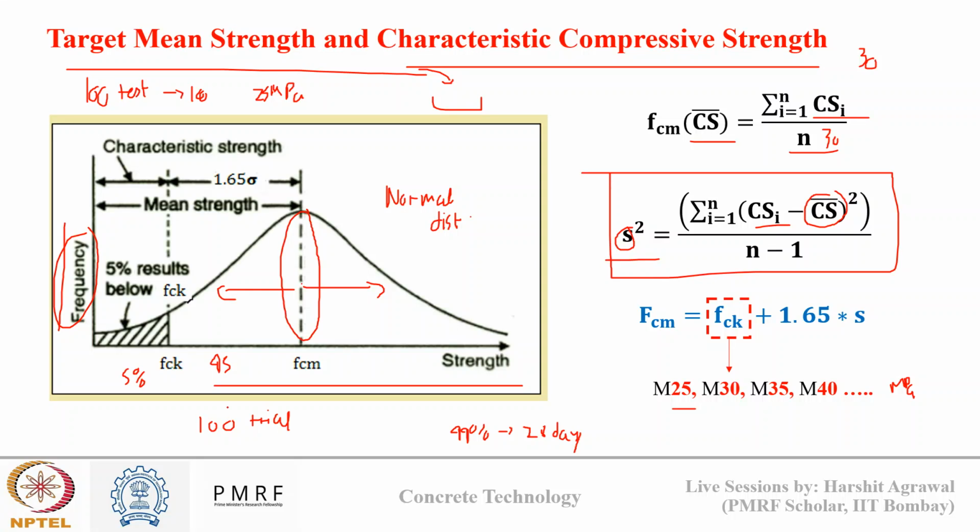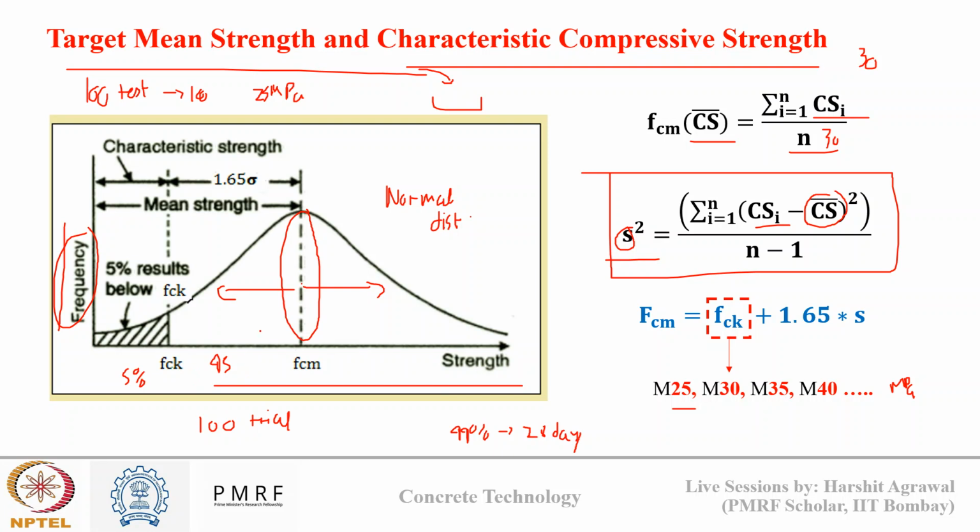And why 5%? This is something which was fixed over n number of repetitions as a statistical representation of a safety factor. Okay, like suppose you did strength testing on 100 cubes for M30 grade. So 95 cubes will have a strength of more than 30 MPa at 28 days. Okay, so this is a representative strength.